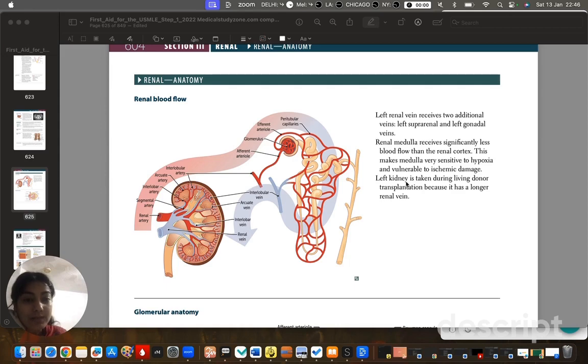Interesting. Left kidney is taken during living donor transplantation because it has a longer renal vein, as I said. But it is fixed into the right side of the patient. So you've taken the left kidney and you put it on the right, the ischial area. And remember, when that happens, you do not take out the other kidneys that are not functioning. It is just put as an extra organ.